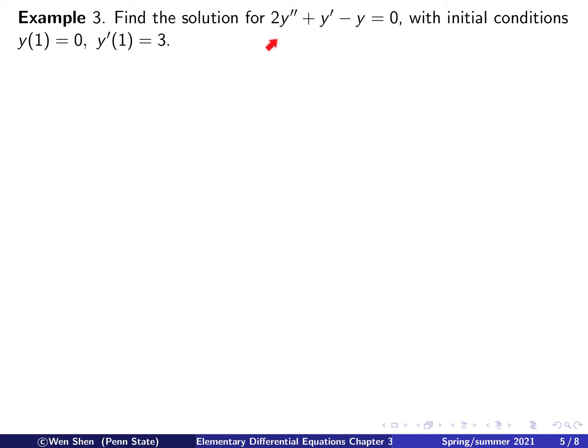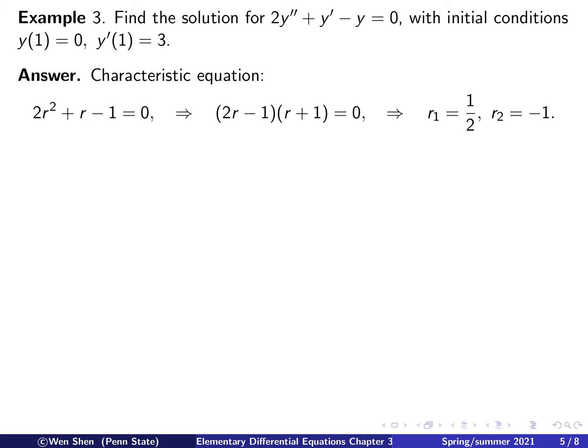So we are given this equation here, and we are also given initial conditions. The tricky thing here is that the initial condition is not given at t equals 1. Okay, y at 1 is given and y prime at 1 is given. So in order to find the solution, we'll still have to go through the proper steps.